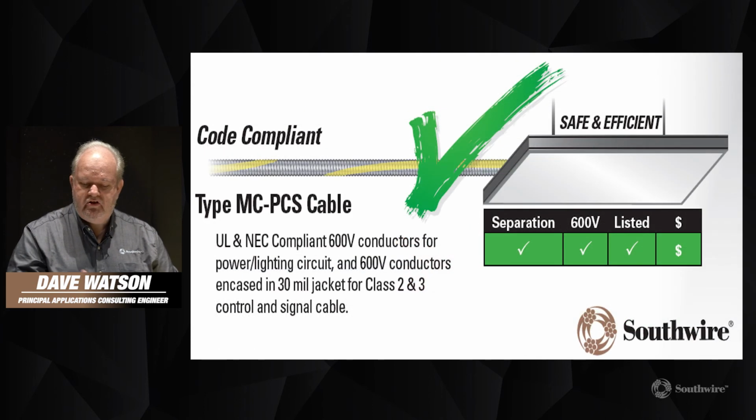The best solution is going to be this MC-PCS type cable. This is going to give you the compliant 600 volts for the power and the lighting circuit, and in addition the other control and signal conductors. And those conductors are going to be encased in a 30 mil jacket that will provide the necessary separation. So this gives you efficiency, and this also gives you a very safe and code compliant installation.